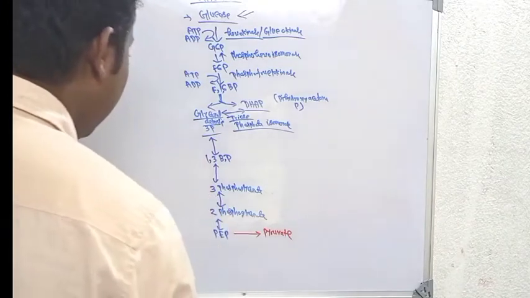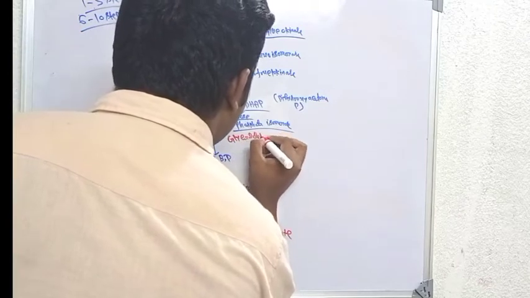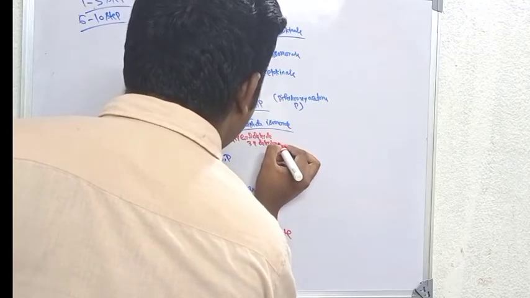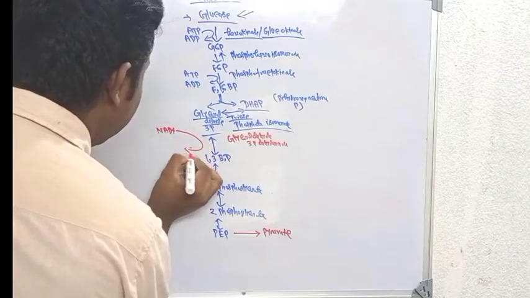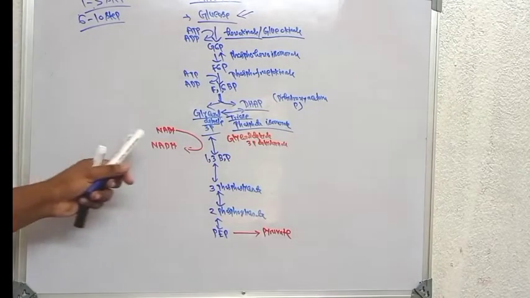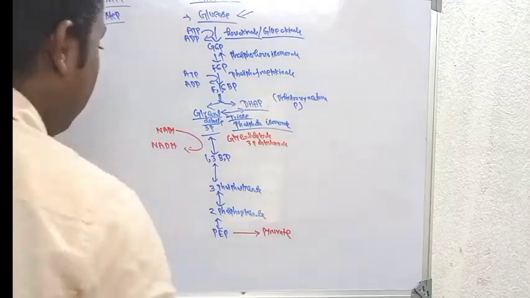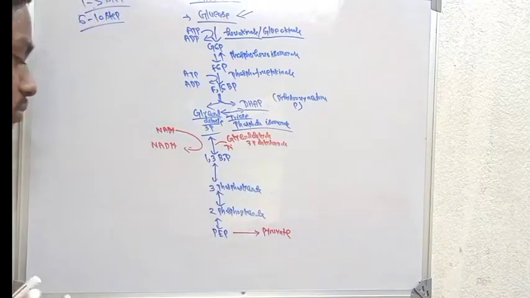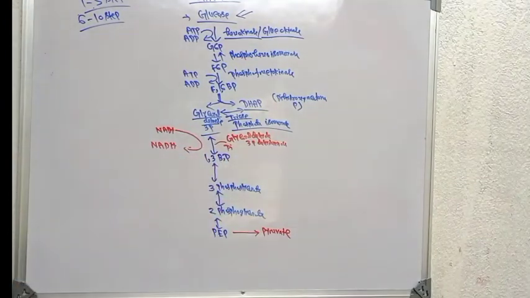Here is an enzyme called glyceraldehyde 3-phosphate dehydrogenase. This is an oxidoreductase type of enzyme, and here NAD plus participates, and NAD plus is reduced to NADH. The full form of NAD plus is nicotinamide adenine dinucleotide, and NADH is the reduced version. Here another important thing happens: one inorganic phosphate is added in that reaction. This is an oxidation reduction type of reaction.